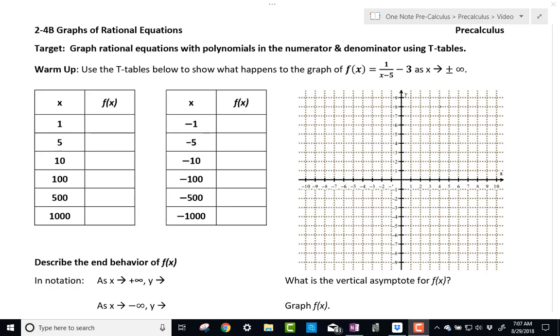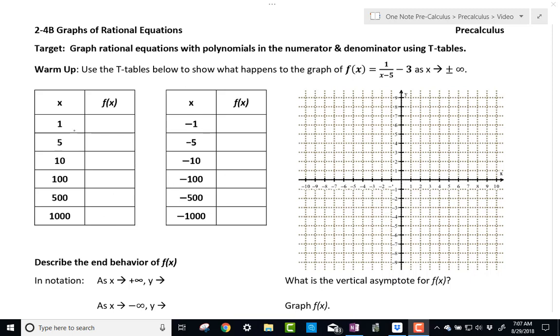So our notation that we used yesterday was the notation down at the bottom left here. As x goes to positive infinity, where does y go to? As x goes to negative infinity, where does y go to? So that's what we're going to use the t-table for. If I start plugging in numbers for f of x, I'm going to do the first one slowly and then I'm going to fill in the t-tables.